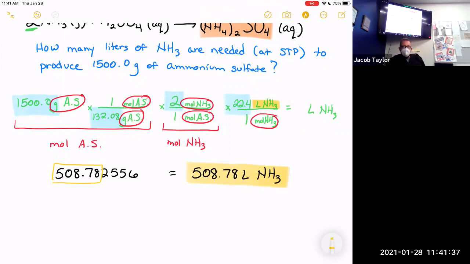God bless you, my child. Is that helpful to you, Ellie, for seeing how to know what units to put on top and bottom? Yeah.